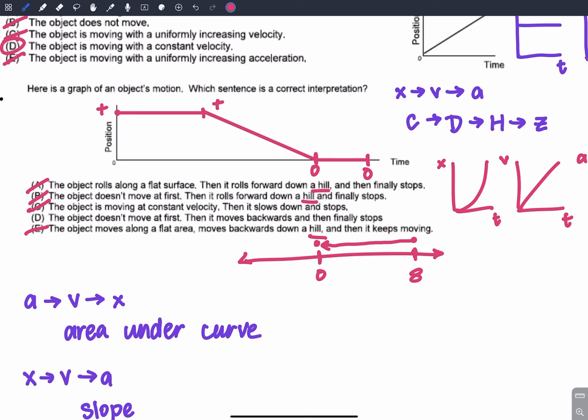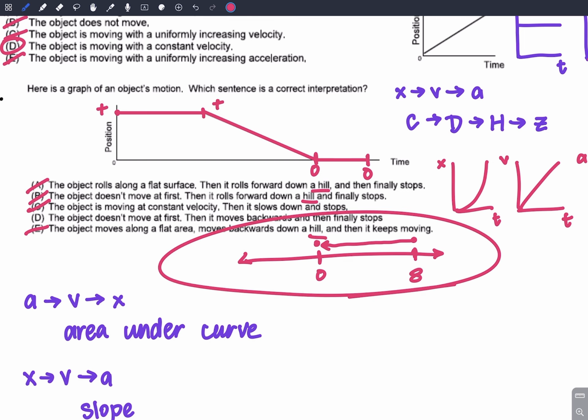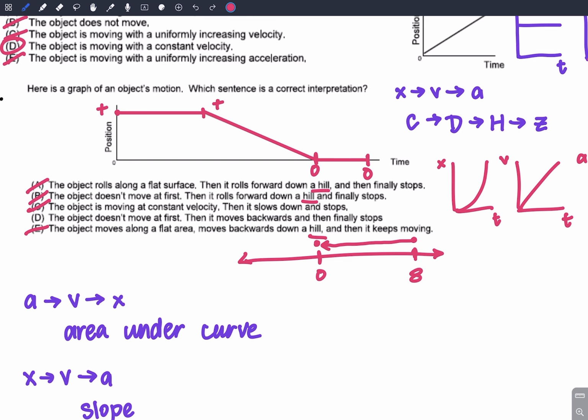So C is wrong. And then D, the object doesn't move at first. Yes, it doesn't move. Then it moves backwards and then finally stops. Yes, that's what we said right here, right? So it goes from a positive value to 0 and then it stops. So D would be our answer.